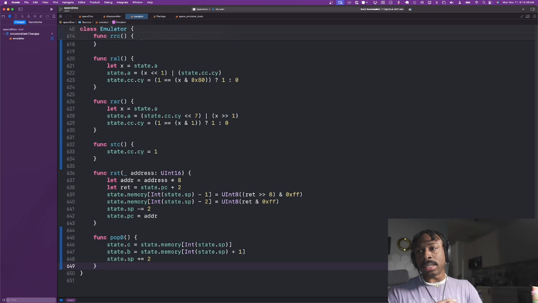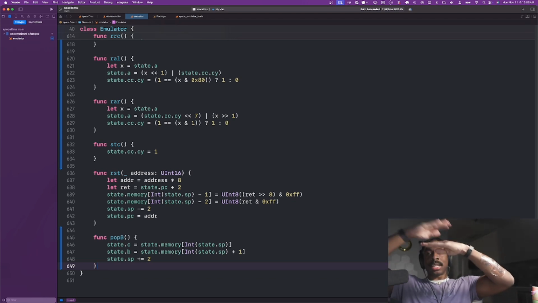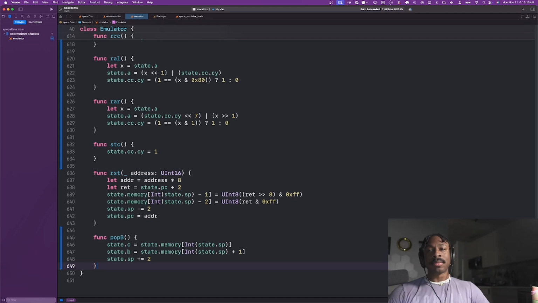All you're doing is grabbing the top two values on the stack. Quick explanation on how a stack works. Think of it as like a literal stack. So boom, boom, boom, boom. Imagine these are numbers. Boom. For a stack, it is first in, first out. No, last in, first out, I think.